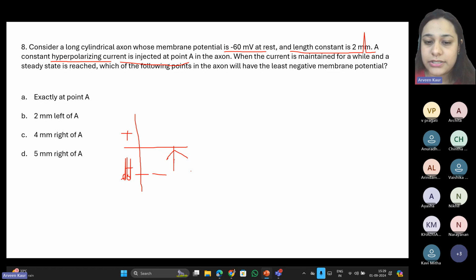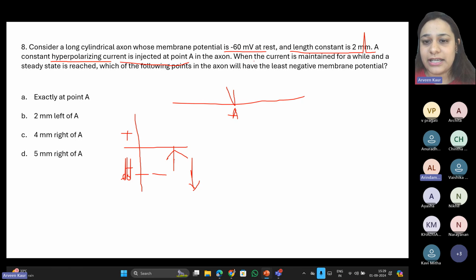And hyperpolarization will be moving in the opposite direction, that is, in a more negative direction. So what they are saying is that they are giving a constant hyperpolarizing current, so a more negative current, at point A, where that electrode has been injected. If this is an axon and this is where the electrode has been injected, this is going to be point A.